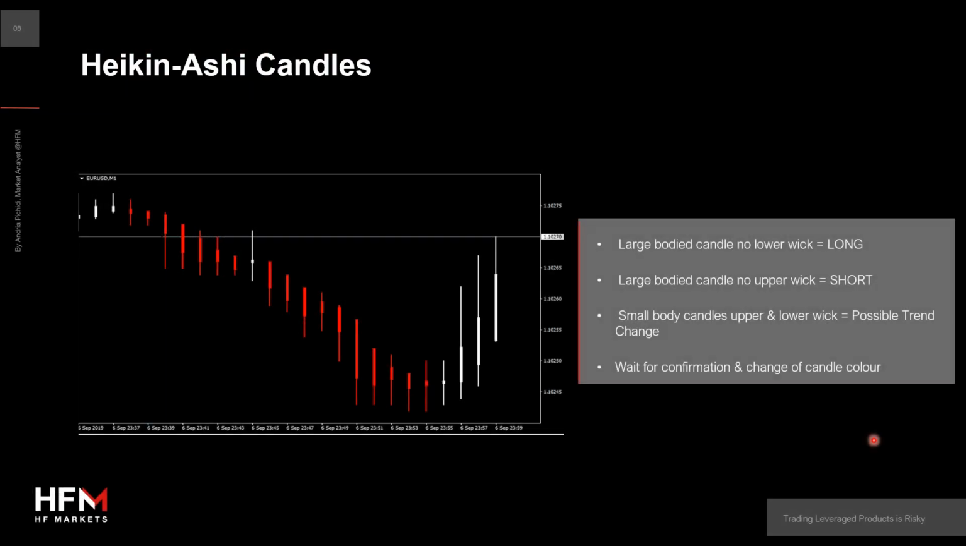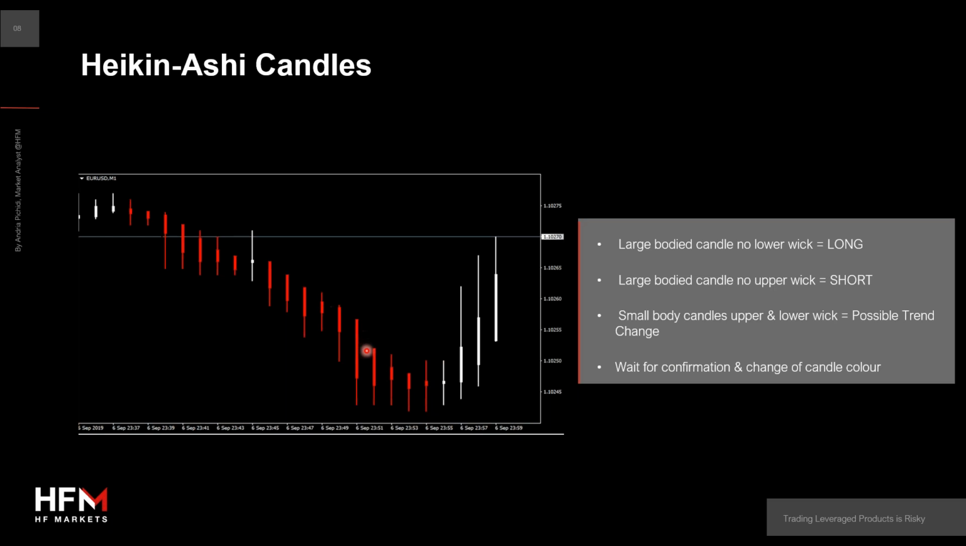Okay, clear. A large body candle with no lower wick is a long signal. A large body candle with no upper wick is a short signal. Small body candles with upper and lower wicks suggest a reversal, a possible trend change. It's a nice exit level as well, while you can wait for the very next candle in order to confirm that exit, or that entry if you're thinking of entering the market.